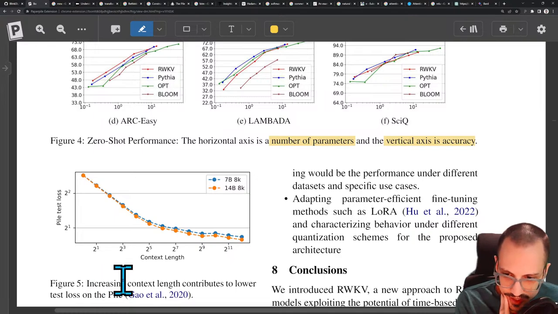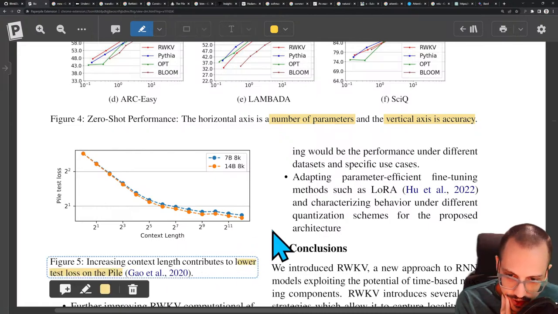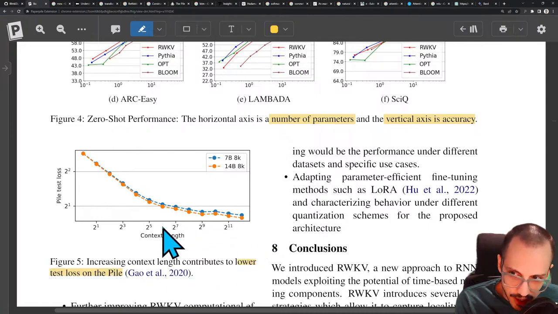Figure five. Increasing the context length contributes to lower test loss on the Pile. Test loss is basically how good it can predict the next word, the next token, right? The loss function is basically your ability to match your probability distribution over tokens to the actual token that it should be, because you know what the answer is, because that's what the Pile is, a big sequence of text. And what they're saying here is that as you increase the context length, the loss goes down.